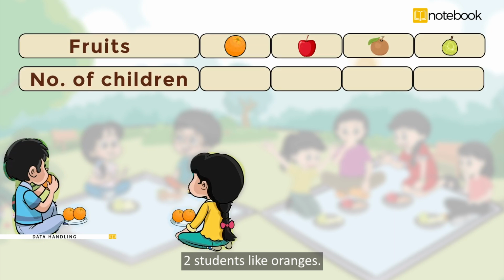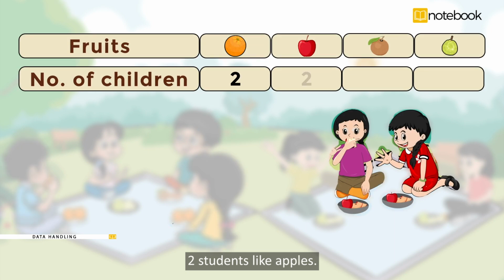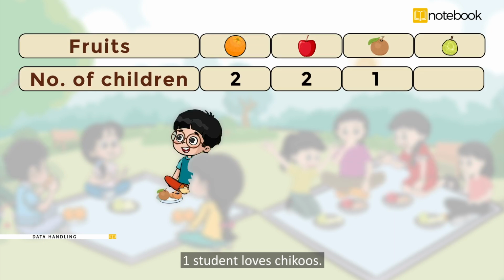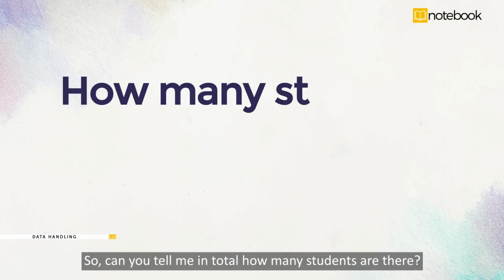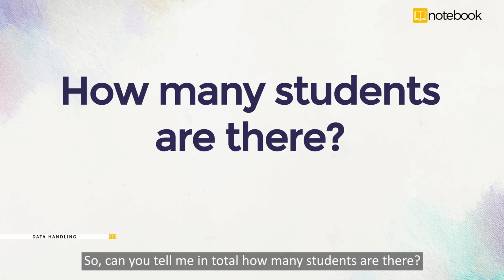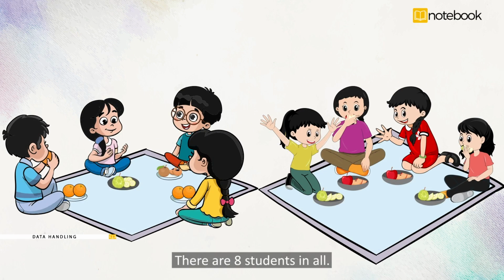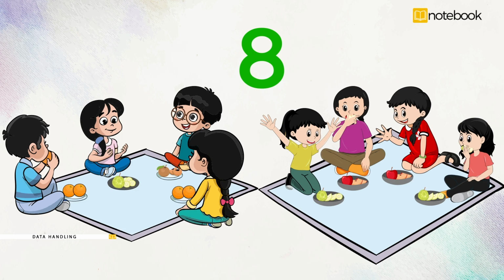2 students like oranges, 2 students like apples, 1 student loves chikus, 3 students like guavas. So, can you tell me in total how many students are there? There are 8 students in all.